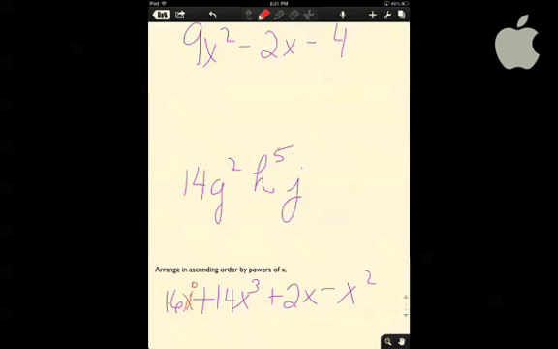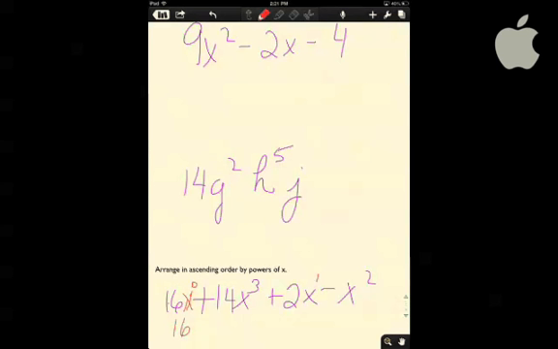The exponent in the second term is 3, the exponent in the third term is 1, and the exponent in the last term is 2. I want to rearrange these so that their exponents are going from least to greatest. The least has a degree of 0, so I would write the 16 first.